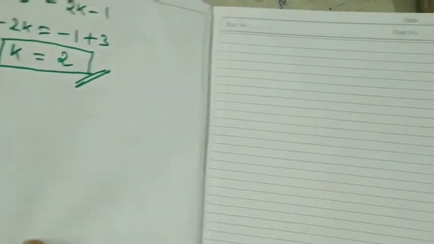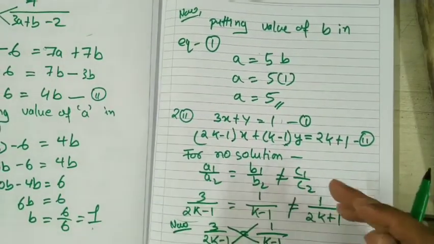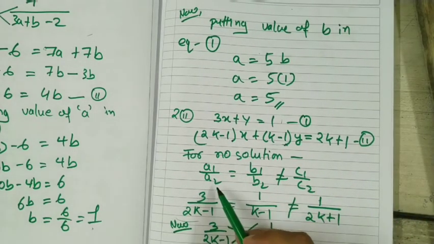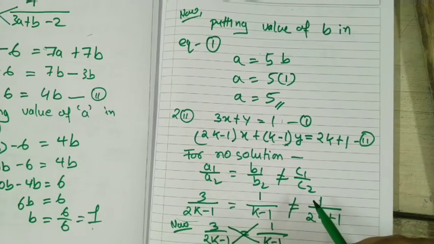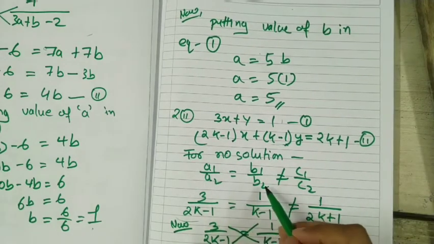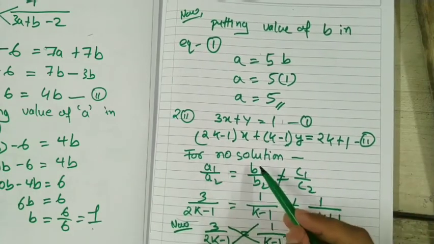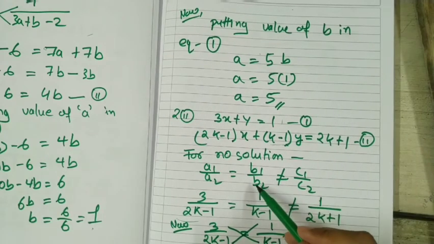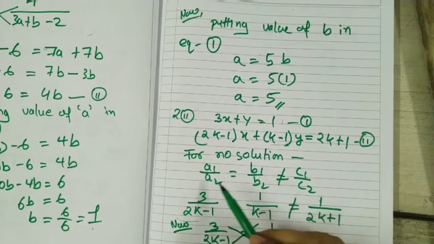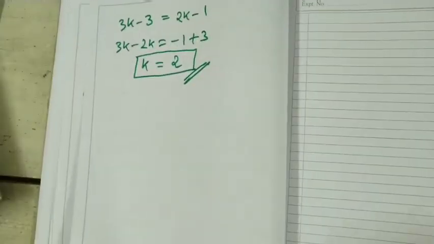See, very easy question, right? The condition is already given that these two equations will have no solutions, and we know for no solution the condition is a1 by a2 is equal to b1 by b2 is not equal to c1 by c2. In the next step, we just put the values of a1, a2, b1, b2 and c1, c2. After putting these values, we take the first term and the second term, because the third term is not equal to the second term, so we need not consider the third term. After taking the first term and the second term, just do the cross multiplication and you are going to get the result.